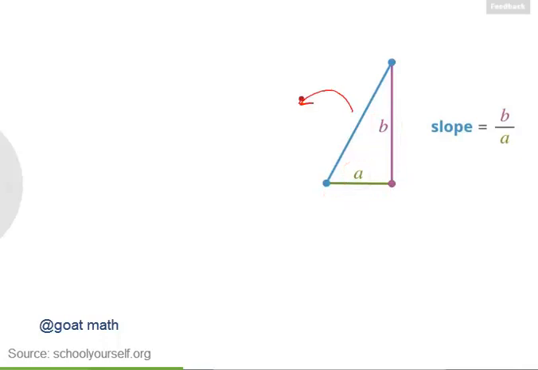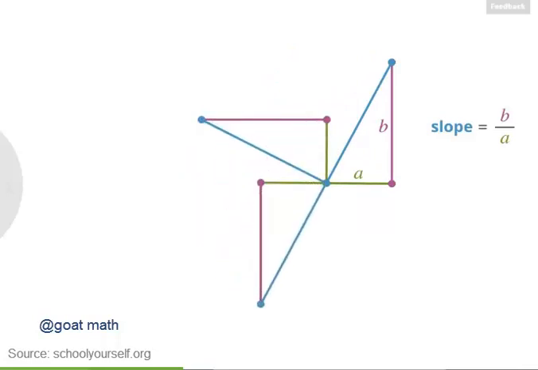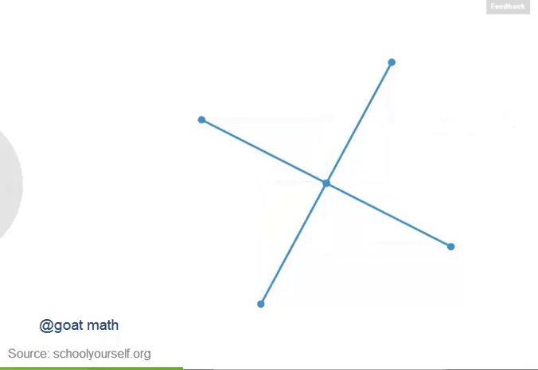Now, let's rotate this line by exactly 90 degrees. And we can rotate it another 90 degrees, and then one more time. Together, all these lines look like a pinwheel. But if we focus on the blue lines, then sure enough, we can see that they're perpendicular, because we were rotating by exactly 90 degrees.